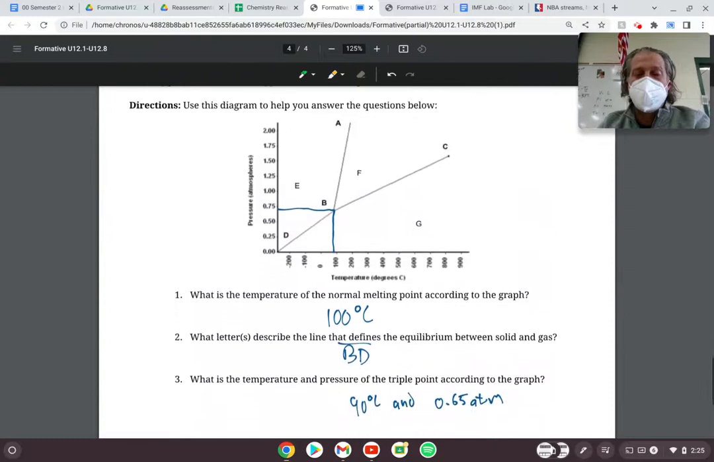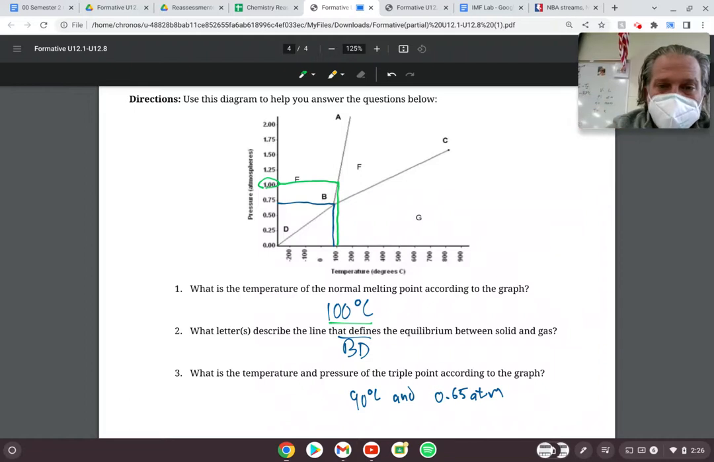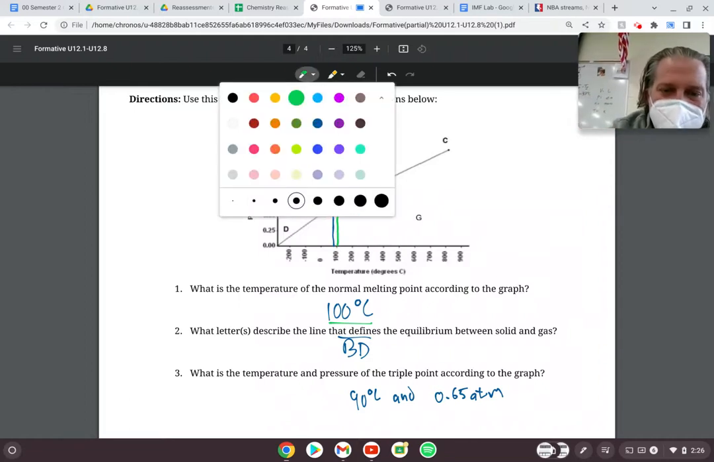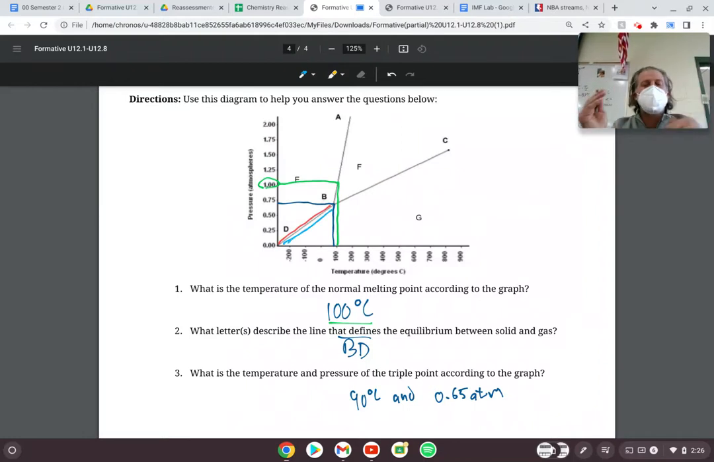In this example, the temperature of the normal melting point, according to the graph, remember your normal melting point is always associated with 1 atmosphere. So I'm going to go straight across and drop that one down, and that's pretty close to 100 degrees Celsius. The line that best describes the equilibrium between a solid and a gas: my solid barrier here, and my gas barrier here. So it has to be BD.